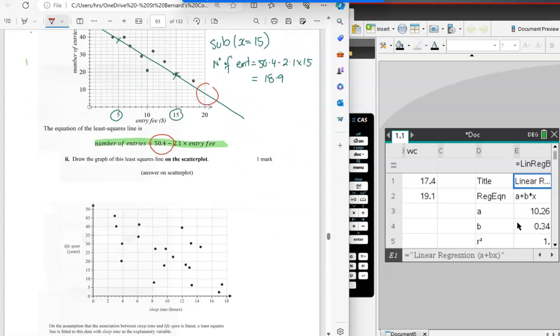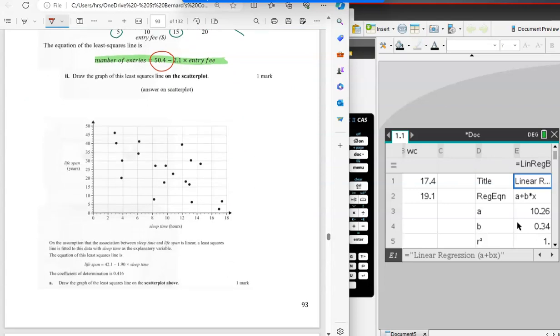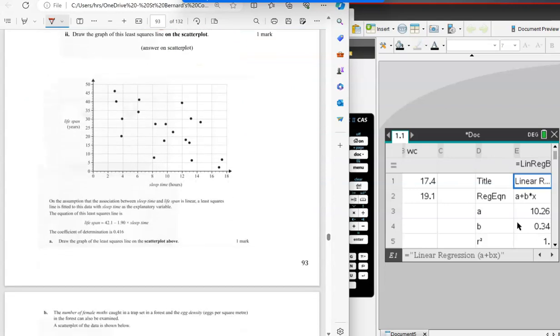All right, so let's try another one. Here, we're going to draw the line on this one as well. So I'm going to sub in 4 and I'm going to do 16. When I sub in X equals 4 into the equation, lifespan equals 42.1 minus 1.9 times 4. I end up with 34.5. So when it's 4, it's 34.5, so roughly there.